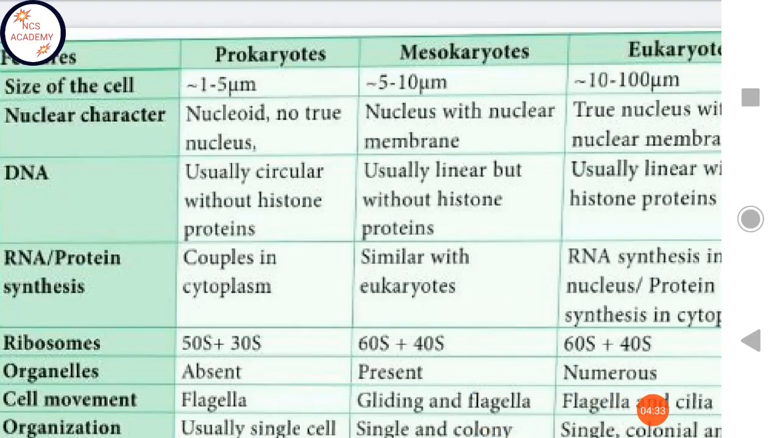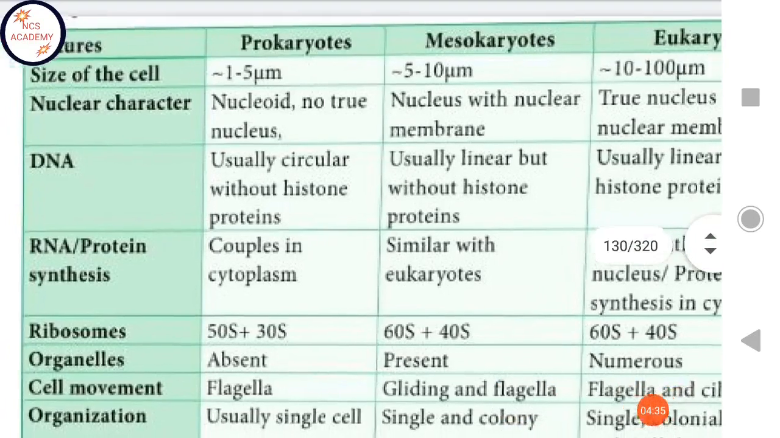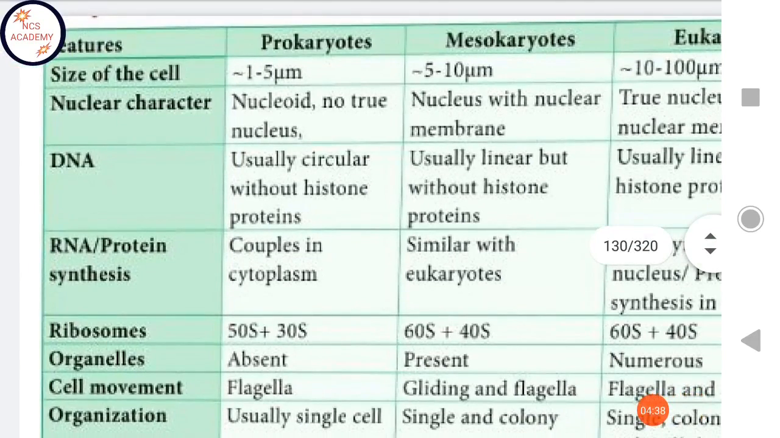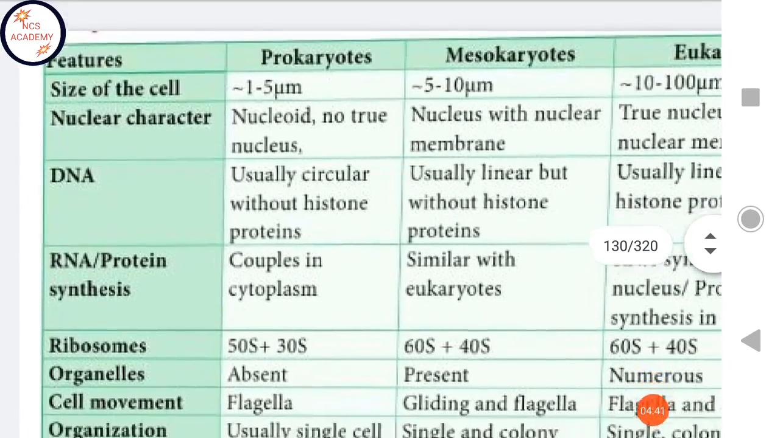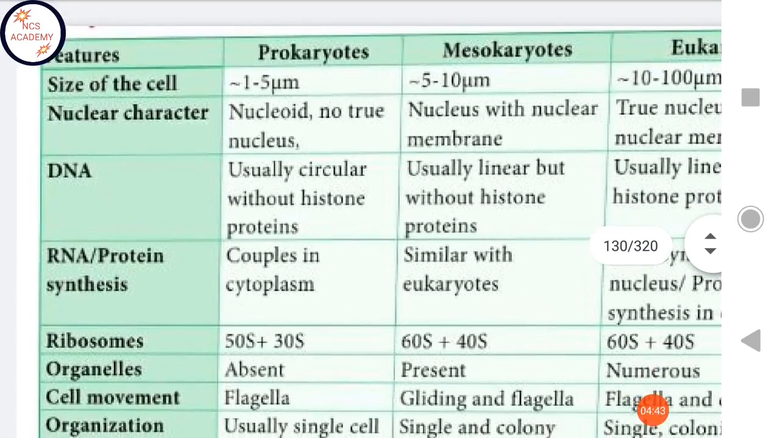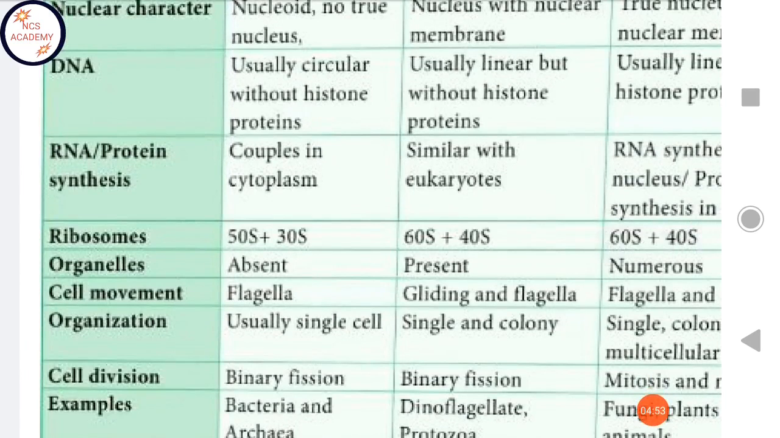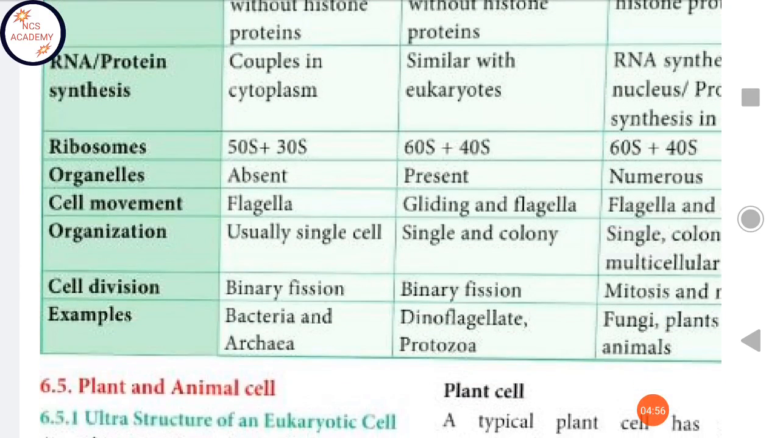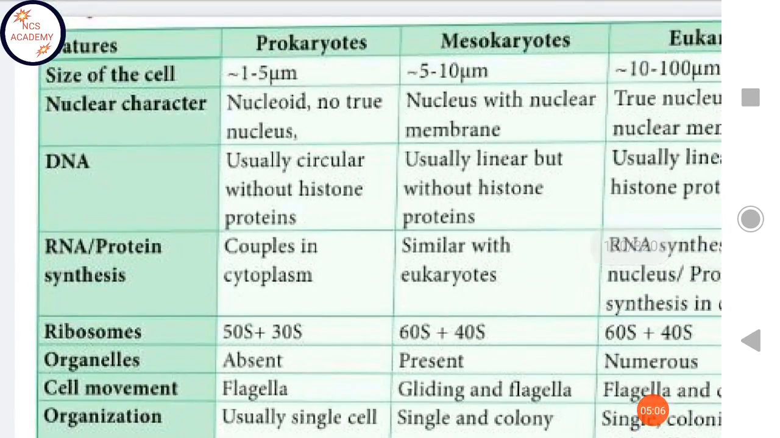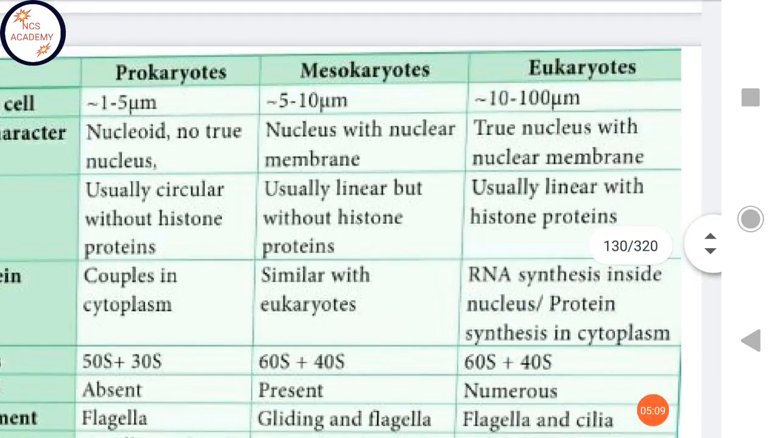Distinguish between prokaryotic and eukaryotic cells. Based on some important character features, we have to classify these two cells. What are the common character features? Size of the cell, nuclear characters, DNA, RNA and protein synthesis, ribosomes, organelles, cell movement, then organization. The last one is cell division. Based on these characters, the cells are classified into prokaryotes and eukaryotes.